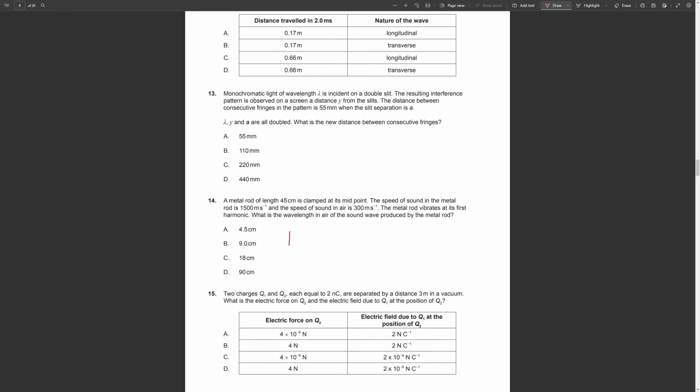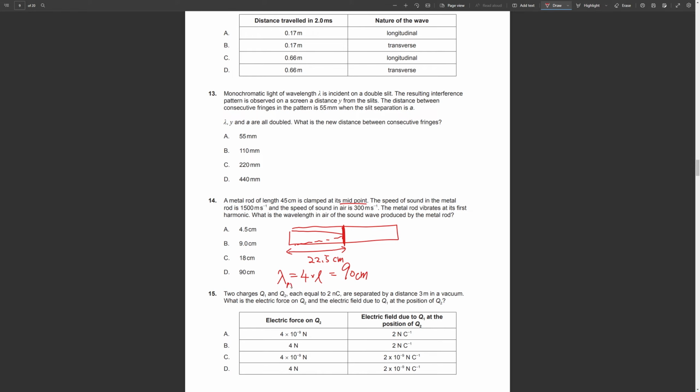Question 14. Now you're given a long metal rod, but only half of the rod is effective because it is clamped at the midpoint. So the effective length is 22.5 centimeters. Within this length, there is a first harmonic being created. So the wave is going in this pattern, first harmonic. By this pattern, you can tell the wavelength is 4 times its length. Therefore, the wavelength in the rod is 90 centimeters.